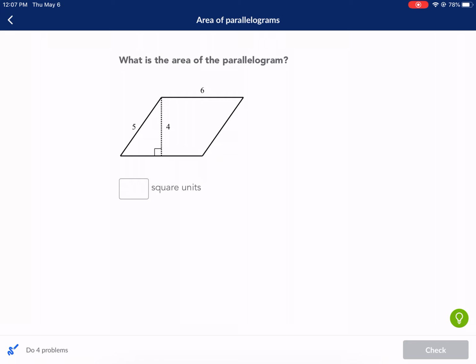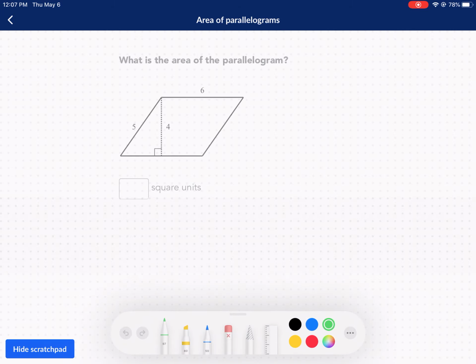What is the area of the parallelogram? Well, we need to understand what a parallelogram is. It's a shape with two sets of parallel sides. So these are parallel and these are parallel. It's very similar to a rectangle. If you can imagine a rectangle that gets stepped on and squished over, that's essentially a parallelogram. Now, it's a very similar formula for area as for a rectangle.